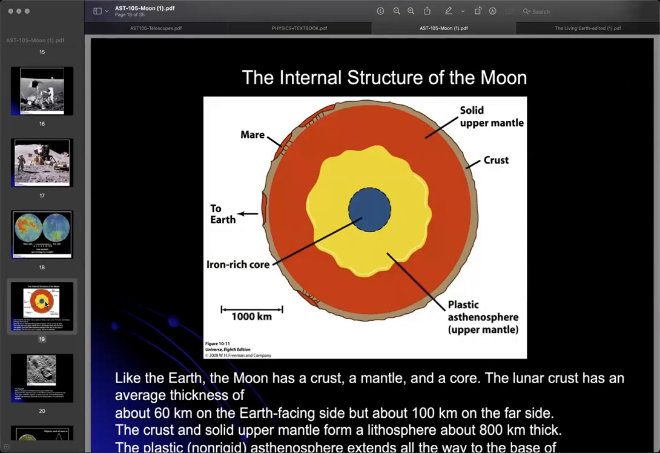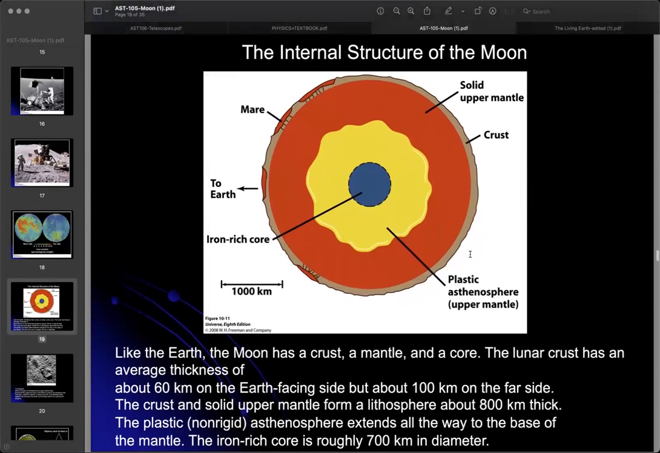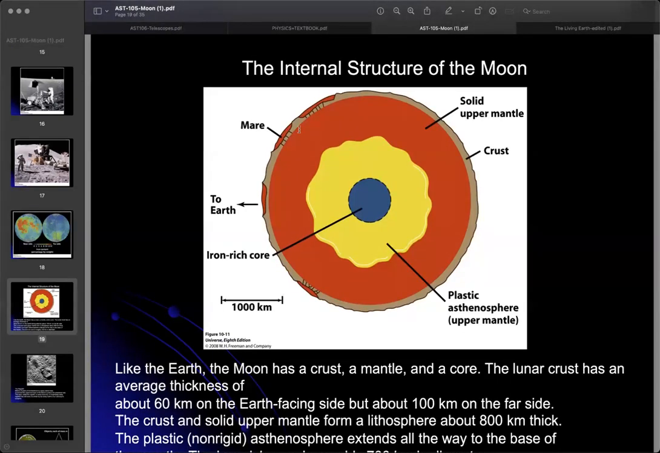This is the internal structure of the moon. It has the crust, the solid upper mantle, the plastic asthenosphere, and the iron-rich core. Its core is much smaller than the Earth's. However, the basic parts are the same: crust, mantle, and the core. As you can see, the crust is thin and broken on the near side, and because of that, the iron-rich lava has seeped onto the surface.